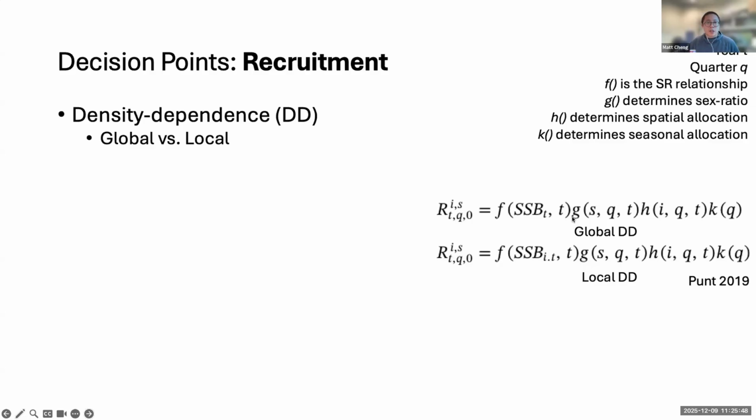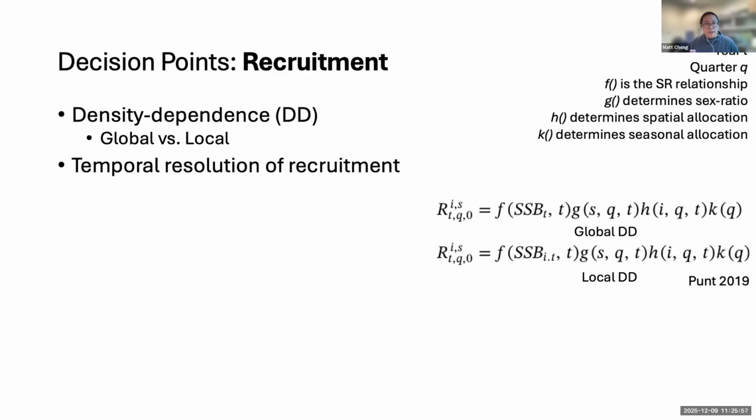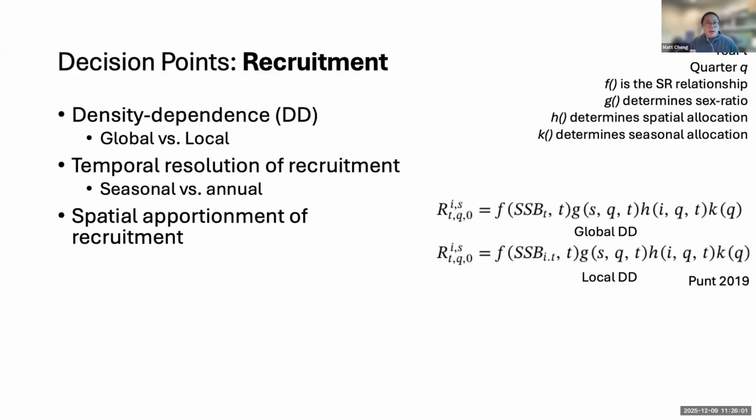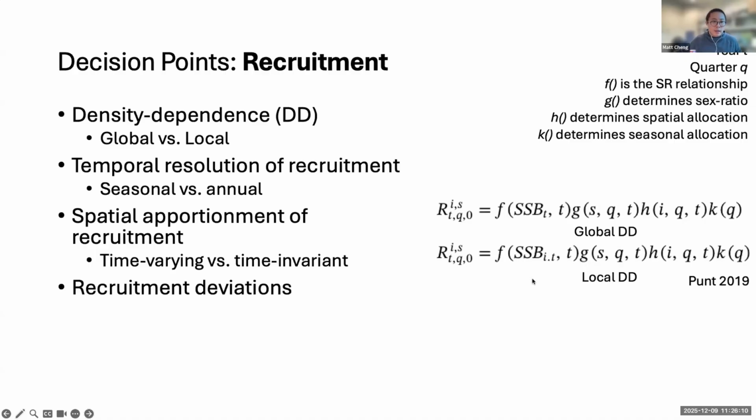And so some decision points here for spatial models in general is whether or not density dependence is global or local, and whether or not recruitment is seasonal or annual. Also, how recruitment might be apportioned spatially, so whether or not this is time varying or time invariant. And for recruitment deviations, whether or not deviations vary by time only or across time and space.